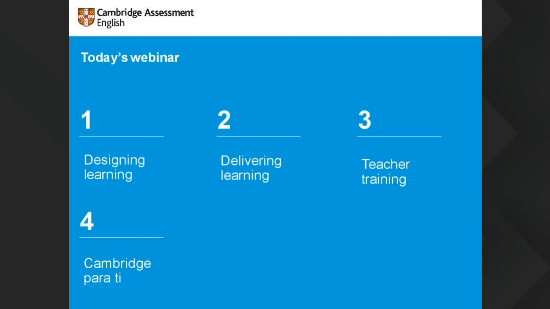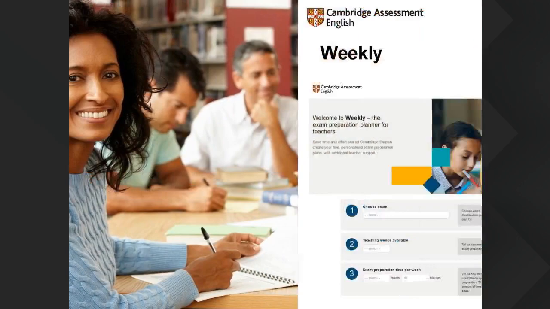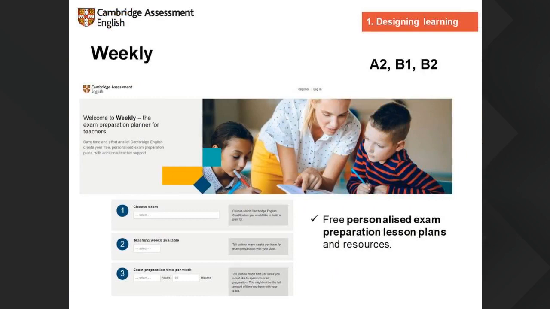Before we start anything, where do lessons normally start? With planning. So on to Designing Learning Weekly. This is a wonderful tool. It's been around for a year or two now. It's been recently updated. And it currently works for A2 Key for Schools, B1 Preliminary for Schools, and B2 First for Schools.